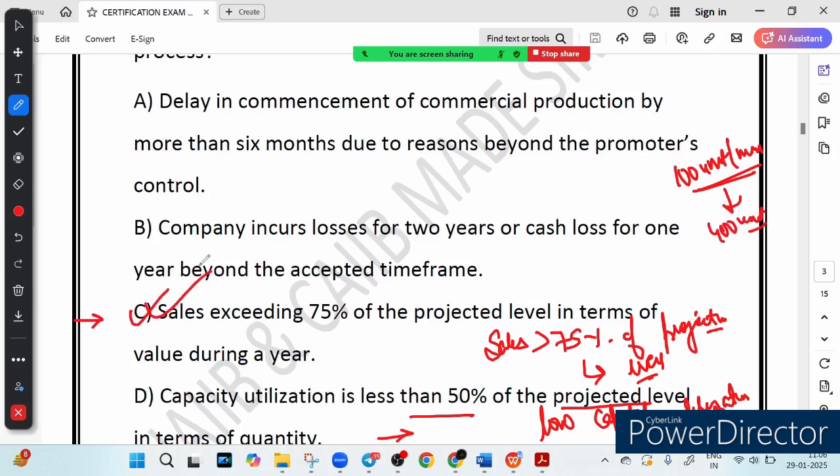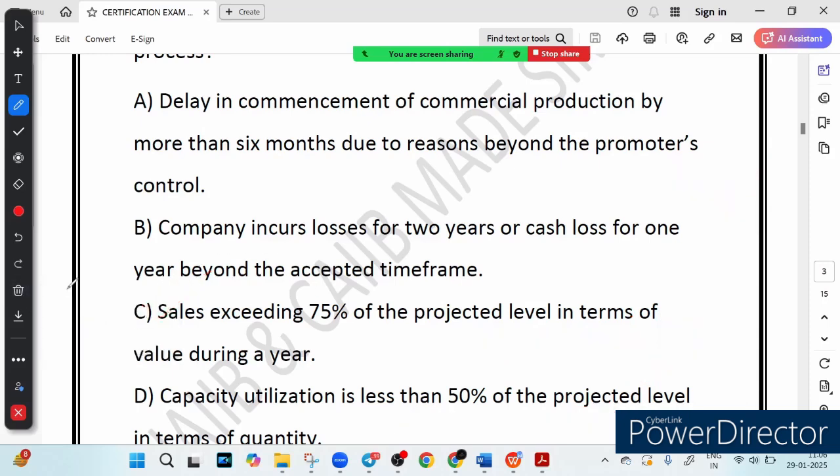So let's summarize the key point just now. Hand holding support is provided when a business faces delays, losses or underperformance issues, right? Then hand holding support is provided, and key triggers include delayed production, persistent loss or low capital utilization. Sales exceeding 75% of the projection means the business is stable and does not need rehabilitation. I hope this makes your concept clearer.